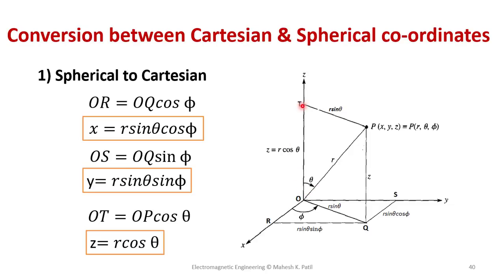Similarly, for this adjacent side, that is O to T, that is OT. So if I want to write the trigonometric equation for this right angle triangle, that is cos theta.